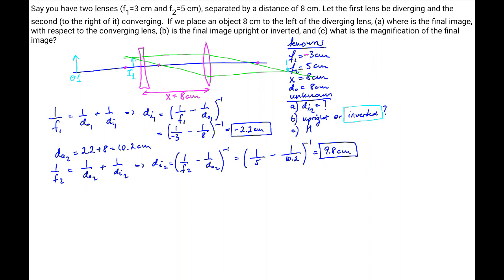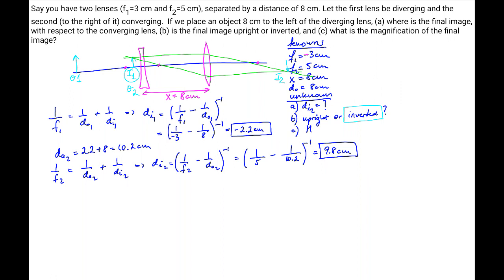Another way of looking at it is to think, well, I started out with an upright object that will have a real image in the converging lens. So an upright object will give an inverted image going through this converging lens. Let me jot down some other things here. I said that this was image 1, but it's also object 2. And then this to the right is image 2, or the final image in the problem.